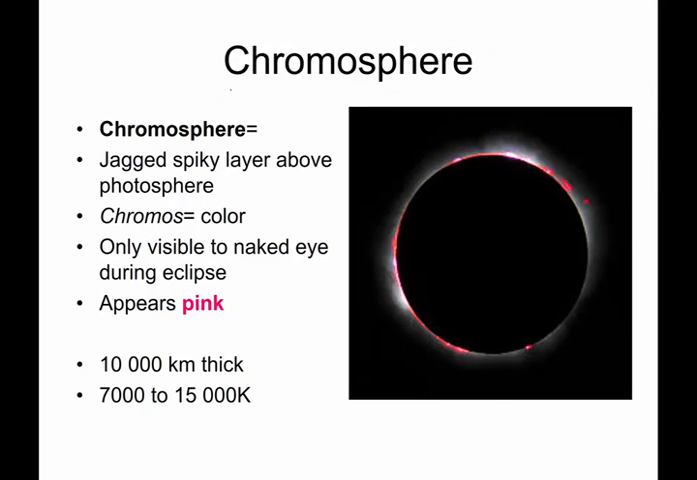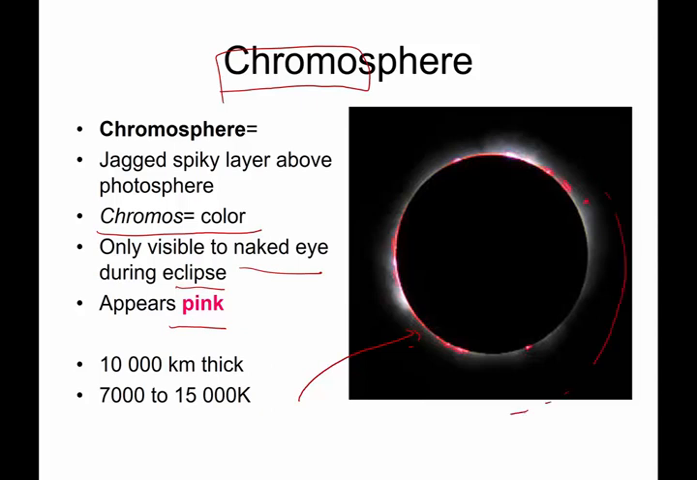The chromosphere. Now, chromos means color. And this is the colored ring that we see around the sun during an eclipse. You cannot see the chromosphere with your naked eye. It's just impossible due to the brightness of the star. But whenever we look at an eclipse, we see this pink area. And that pink area is the chromosphere, the colored sphere of light that actually circles our star.